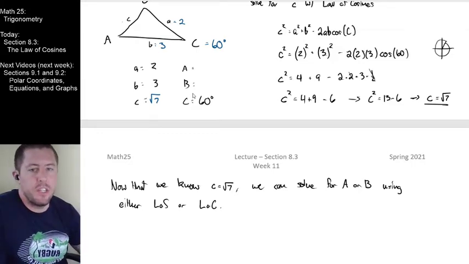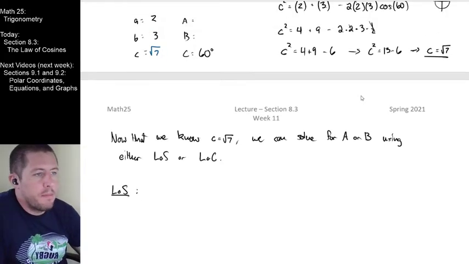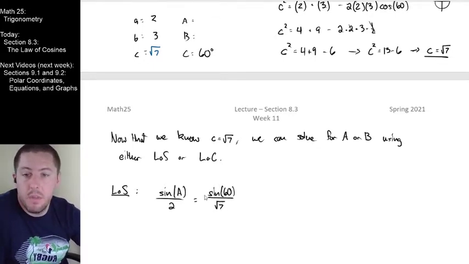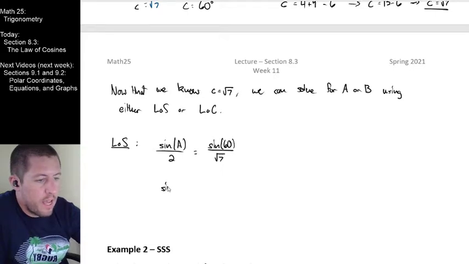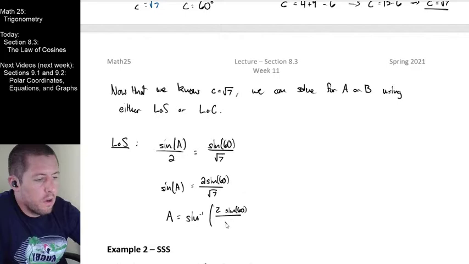So let me make at least the statements for each of these. If I was going to use the law of sines to help me solve this, then I want to use my completed partner pair for the C's right there. And I'm noticing that the angle is the unknown, so I want angles in the numerator. So I could say something like sine of A over 2 should be equal to the sine of 60 over square root of 7. This is how I could go ahead and solve for A. Once I get A, I can add up my parts and get to B. Let's just do this real quickly. This is going to give me sine of A equals 2 sine 60 over root 7. And then A should therefore be the sine inverse of 2 sine 60 over root 7.